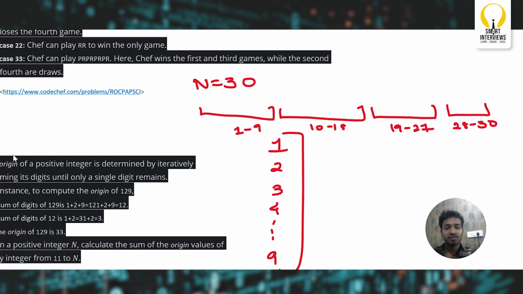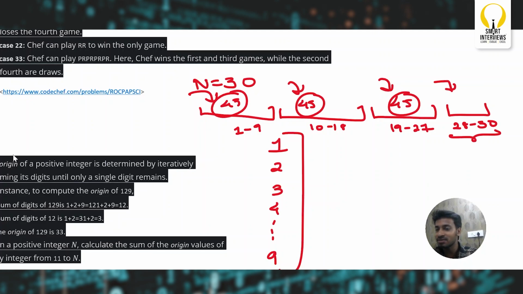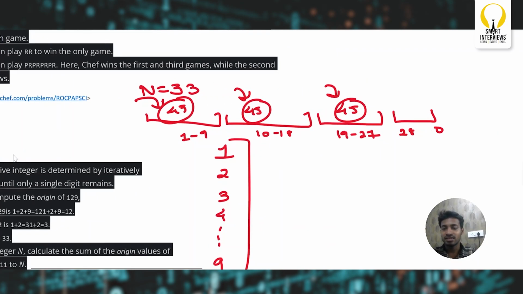Now for this chunk, what will be the sum? 45. For this chunk, 45 again. For this chunk, 45. Now, how many elements are remaining? 3 elements are remaining. Obviously, 28's value will be 1, 29's will be 2, 30's will be 3. What if this was something like 33? Then this chunk size would have been 6, right from 28 to 33.